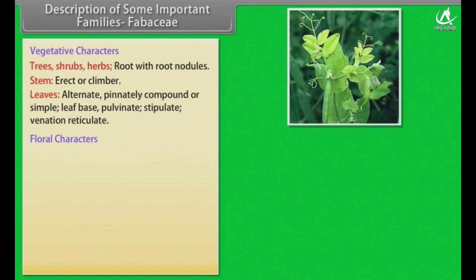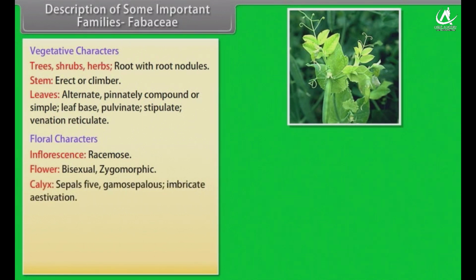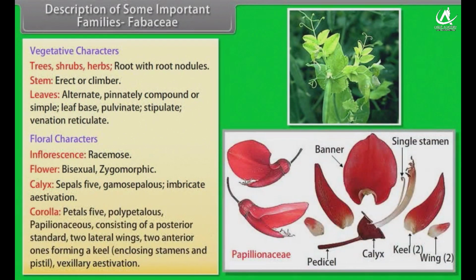Floral characters. Inflorescence racemose. Flower bisexual, zygomorphic. Calyx, sepals 5, gamosepalous, imbricate aestivation. Corolla, petals 5, polypetalous, papilionaceous, consisting of a posterior standard, 2 lateral wings, and 2 anterior ones forming a keel, enclosing stamens and pistil, vexillary aestivation.